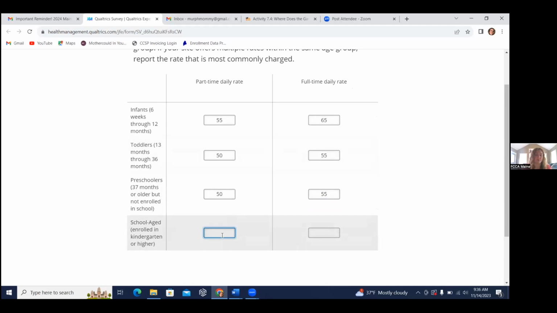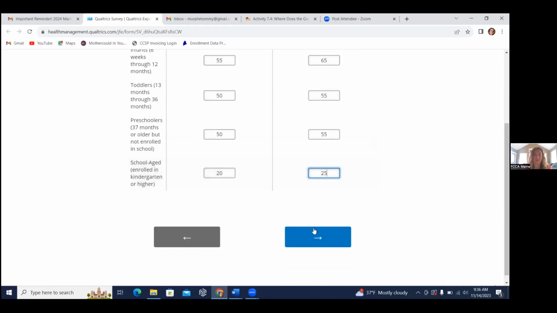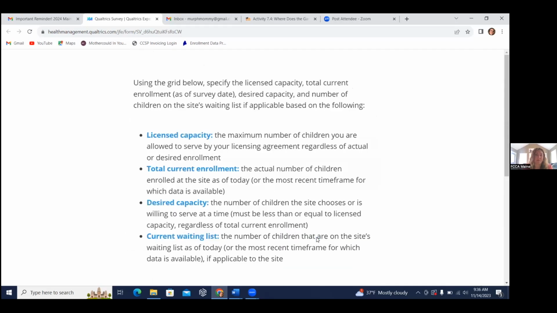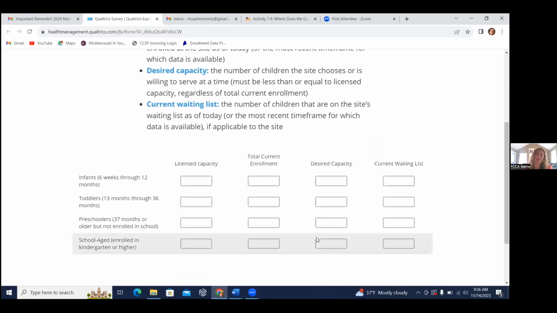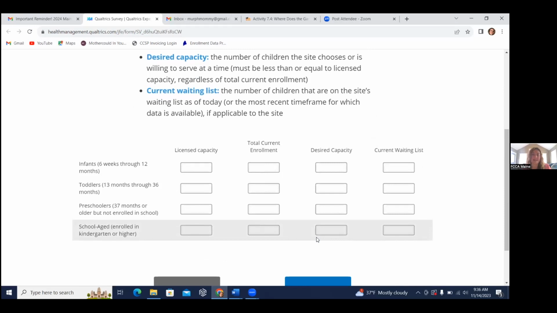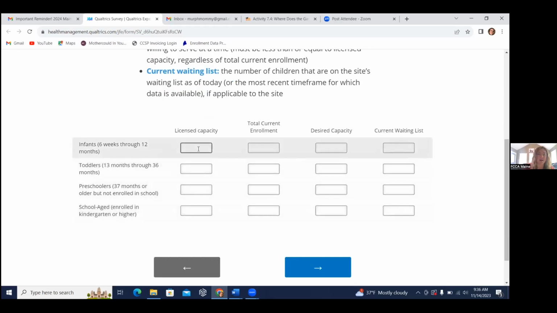School aged, we'll do 20, and I just realized, but yeah, 25. So now we're using the grid below. We're going to write license capacity, total current enrollment and desired capacity. So let's say our license capacity, we'll do 100.